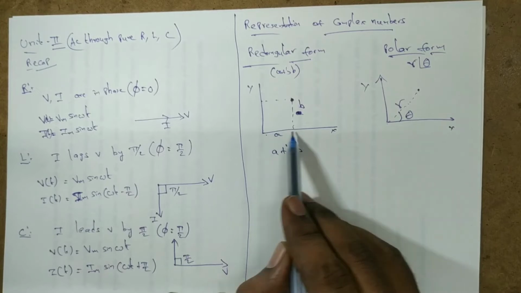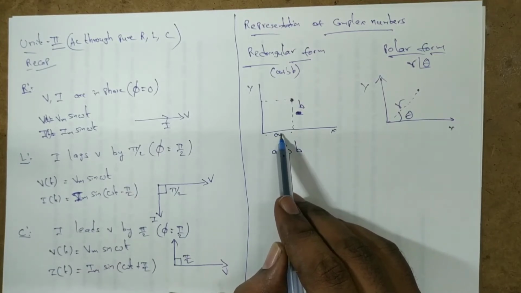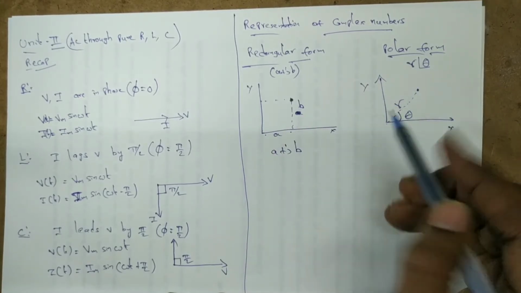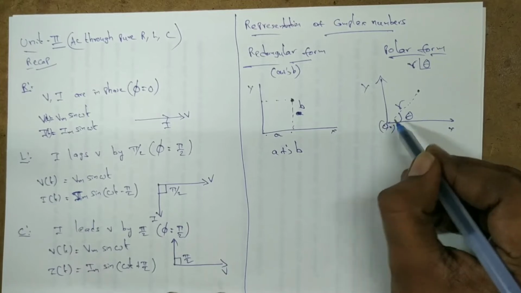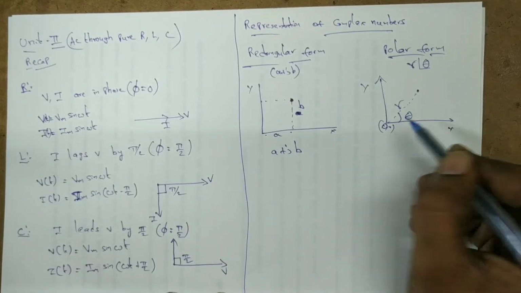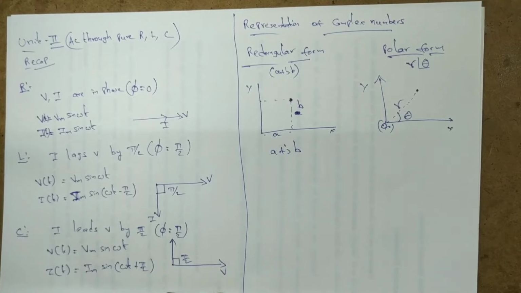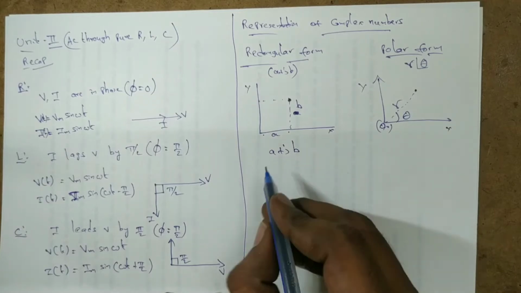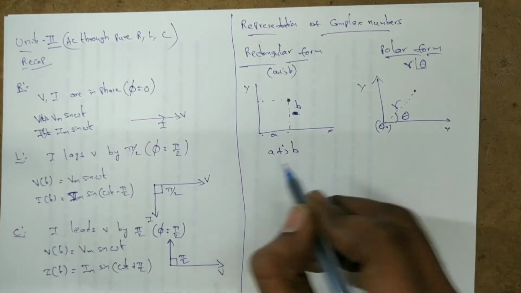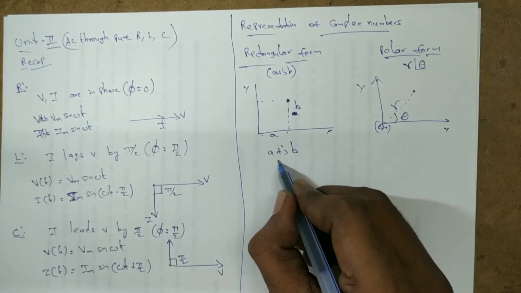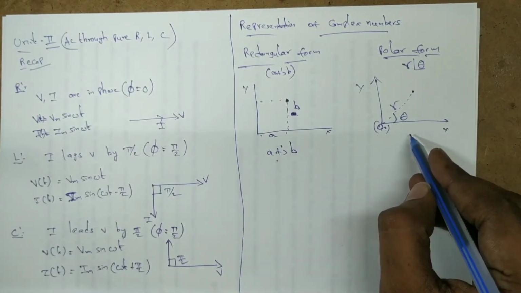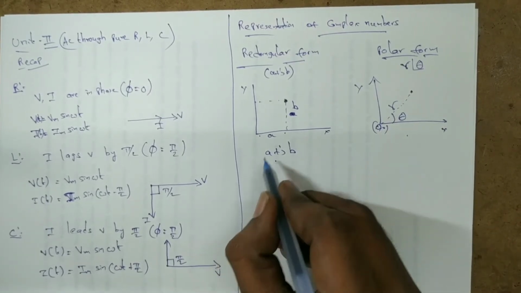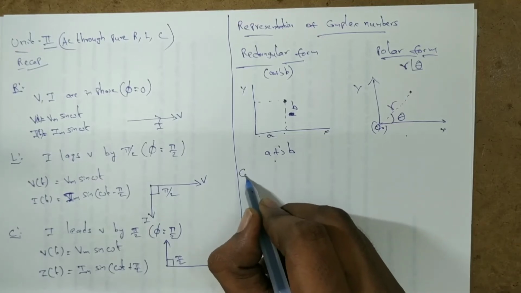So rectangular means a plus jb format, where a is the x component and b is the imaginary or y component. In polar form, r means the distance between the origin and that point, and theta is the angle of that line with reference to the real axis. These are the most major forms, rectangular and polar, because addition and subtraction will be done in rectangular form, whereas division and multiplication will be done in polar form. There will also be some situations where we have to convert polar to rectangular and rectangular to polar.